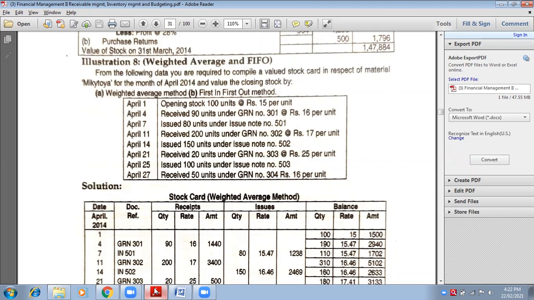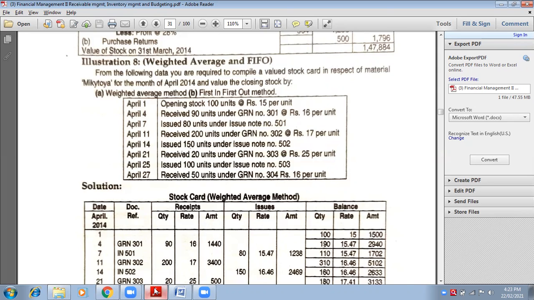Come to the next day, 25th April. Issued 100 units. So we have two slots. First slot was how much? Ma'am, 160 units. Out of 160, can we take out 100 units very easily? Yes, ma'am. So we do not need to touch the second slot because this is the FIFO method, first in, first out. So from the first slot, 160 units, we need to take out 100 units.